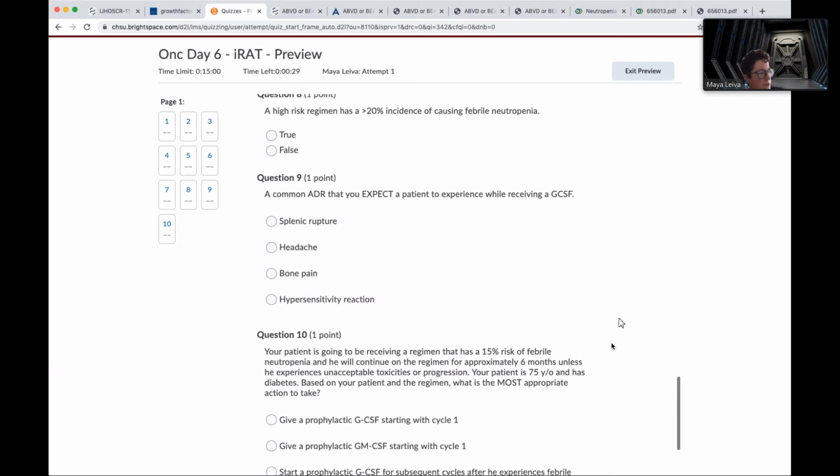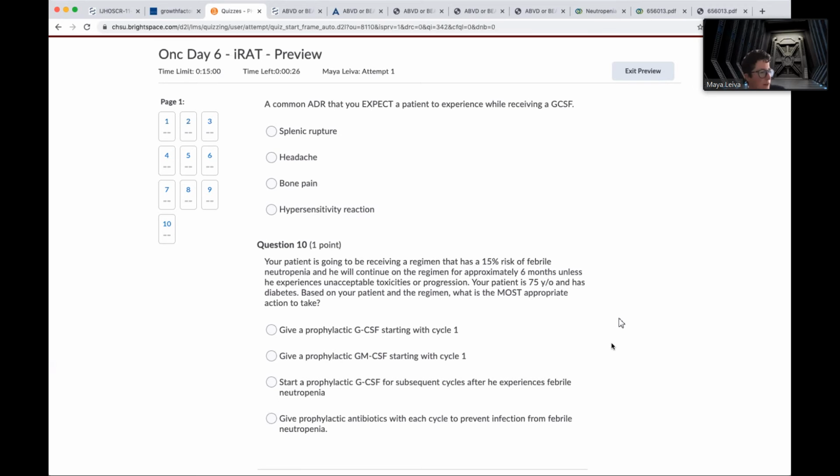All right, so let's go through the last question, and then we'll get ready to break out into our rooms. Your patient is going to be receiving a regimen that has a 15% risk of febrile neutropenia. So first of all, what is a 15% risk regimen? Would that be considered high, intermediate, or low? Intermediate. Exactly, right? So between 10 and 20%. So he will continue on the regimen for approximately 6 months unless he experiences unacceptable toxicities or progression, right? So if he's not able to tolerate the chemo or if his cancer gets worse. For approximately 6 months, oh yeah, I said that, okay.